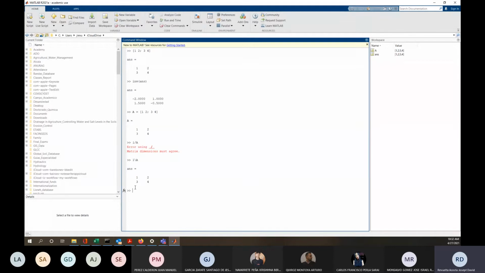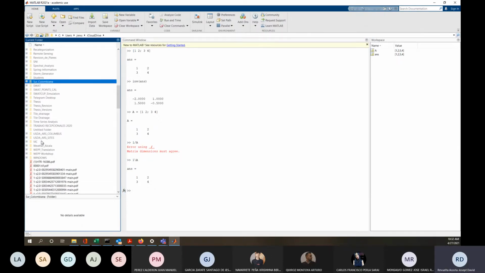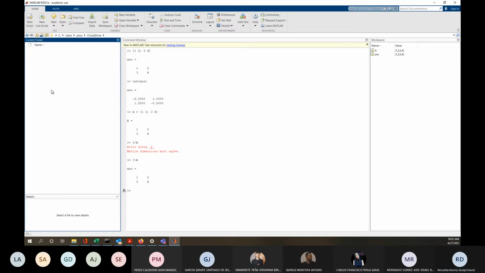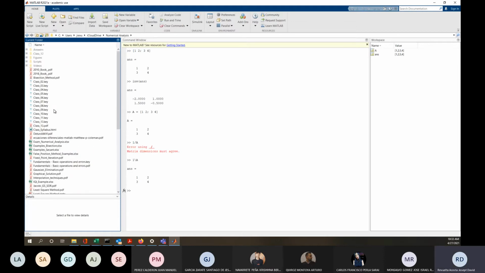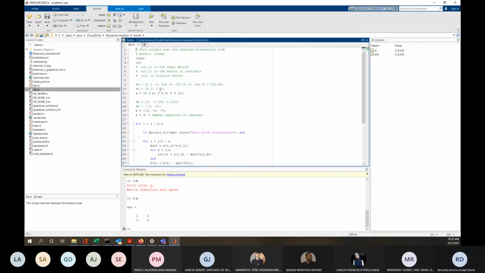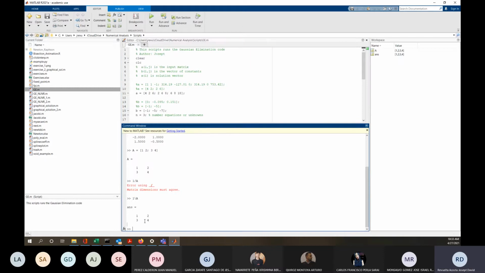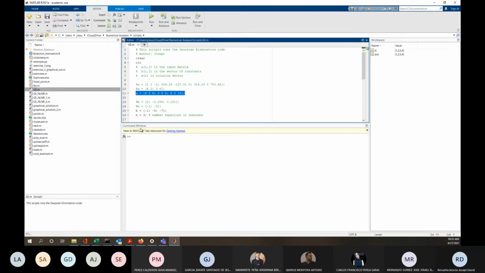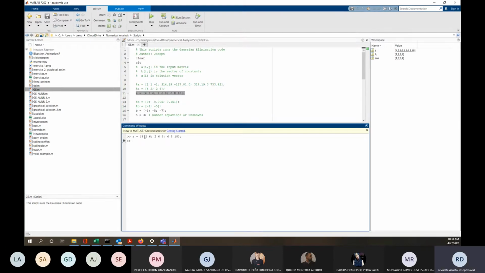So in general, if we want to solve a system of equations such as the ones we had before, I can open, let me go to numerical analysis. We have numerical analysis and we have scripts, I think. And we have this one, yeah. In general, this one is a 3x3 system, right? I want to clear the screen. And instead of doing this, I can do it this way. So A is equal to this matrix and B is equal to this.